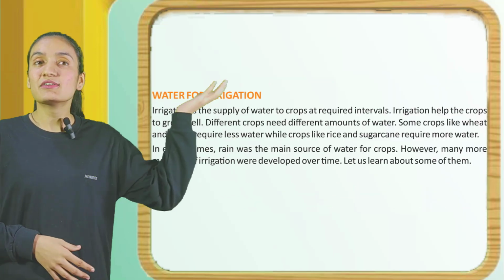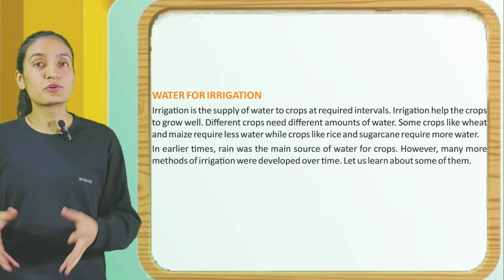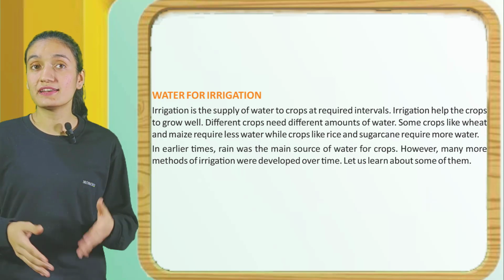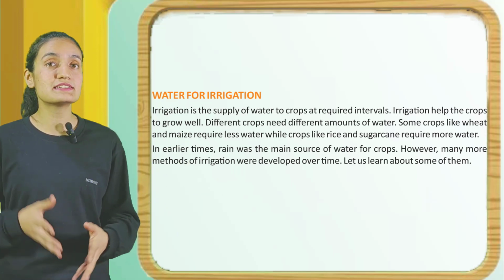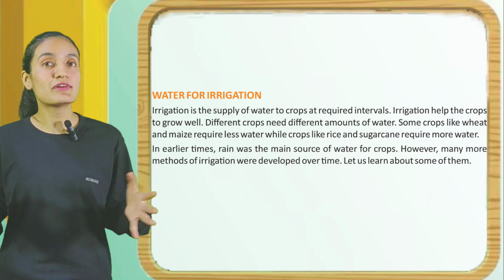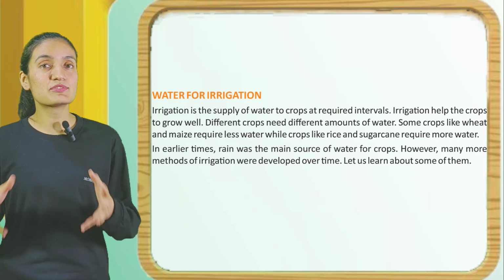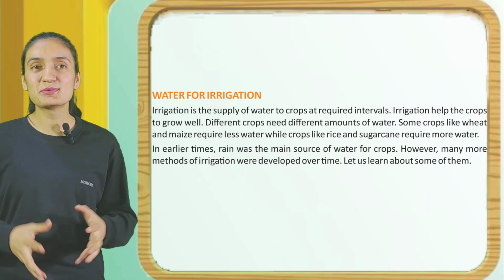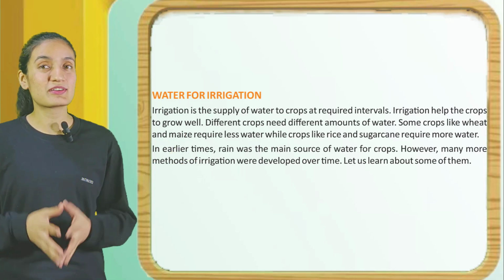Now let's see water for irrigation. Irrigation is the supply of water to crops at required intervals. Irrigation helps the crop to grow well. Different crops need different amounts of water. Some crops like wheat and maize require less water, while crops like rice and sugarcane require more water. In earlier times, rain was the main source of water for crops. However, many more methods of irrigation were developed over time. Let us learn about some of them.